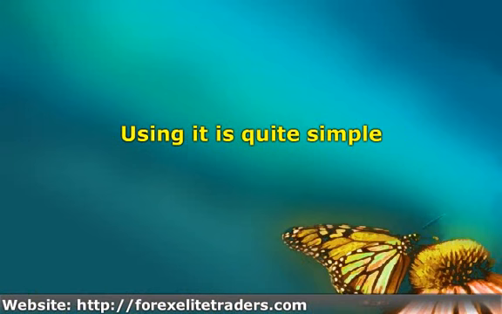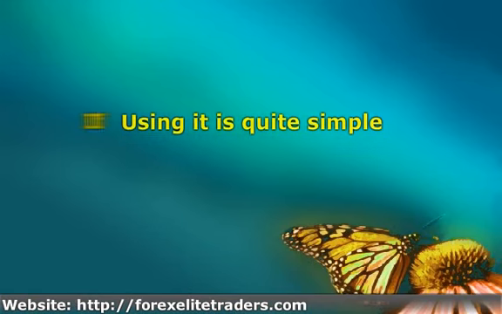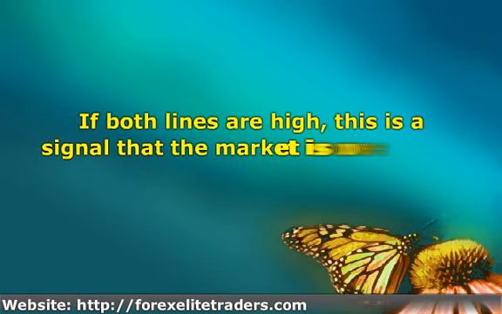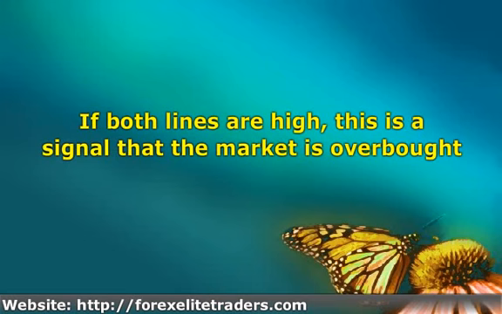It gives a signal that a market is overbought or oversold. In other words, it will tell you when a trend should be about to reverse, according to the basis of their calculations. If both lines are high, this is a signal that the market is overbought. If you were trading Forex on the basis of this indicator, you would put in an order to sell. Conversely, if both lines are low, they are telling you that the market is oversold and you could put in an order to buy.